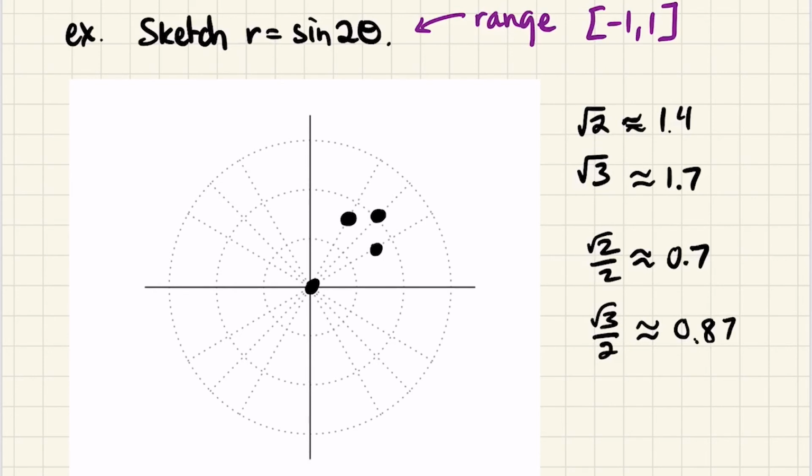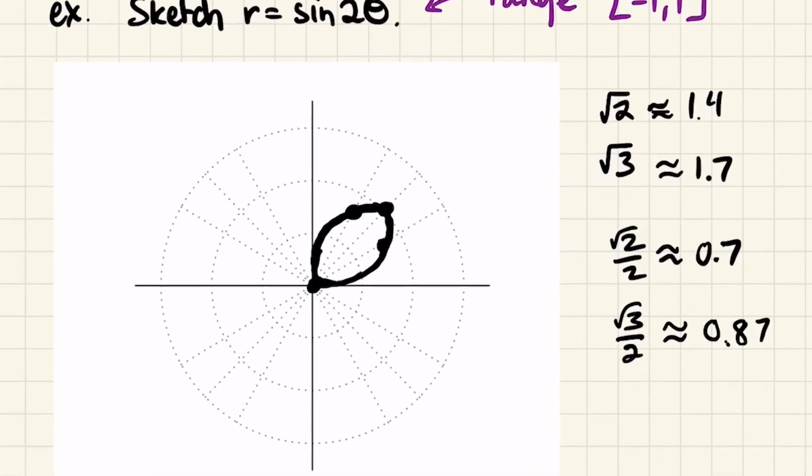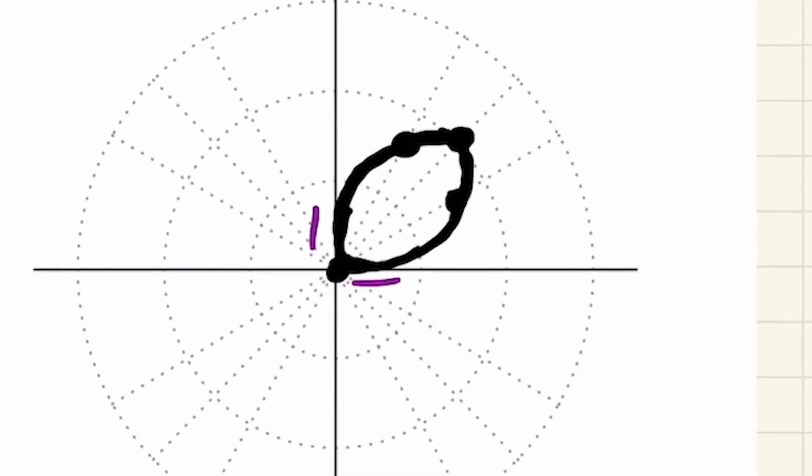Now, the whole time, theta was gradually increasing from 0 to pi over 2, which means that our curve is going to come out like this. It maximizes or peaks there and then comes in like this. Okay. Now, it's really important to get these angles into the origin and out of the origin correct.